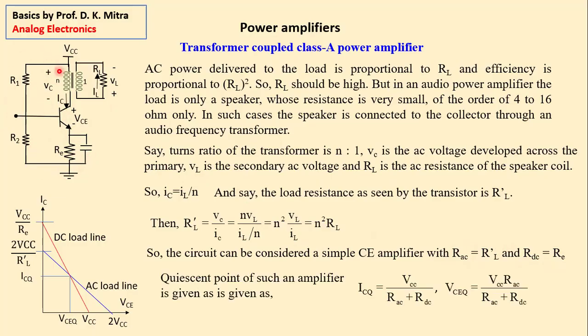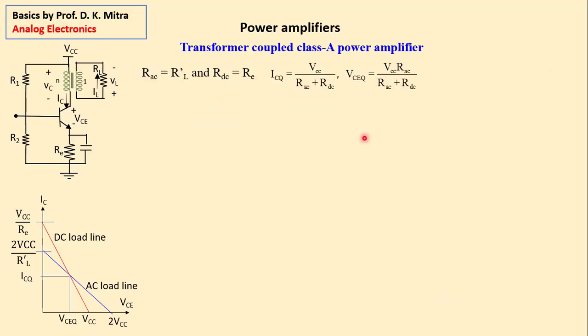There is nothing else. And we know the quiescent point of this common emitter amplifier is given by a relation I discussed a long time back when I was discussing the biasing circuit, the self-biasing circuit of the common emitter. It gives the relation that quiescent current ICQ is VCC, this power supply voltage, divided by RAC plus RDC, and VCQ is equal to VCC RAC divided by RAC plus RDC. It is quite easy to remember. Both of the denominators are the same. Only the voltage is multiplied by RAC. AC resistance in this path is only RL dash. DC resistance in this path is only RE. ICQ is this much. VCQ is this much.